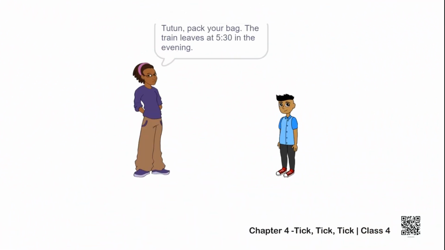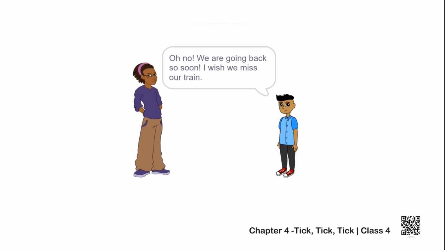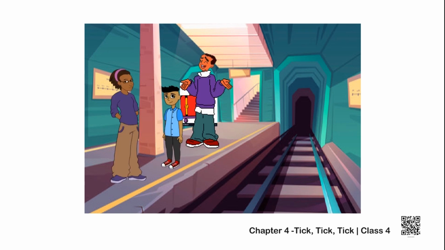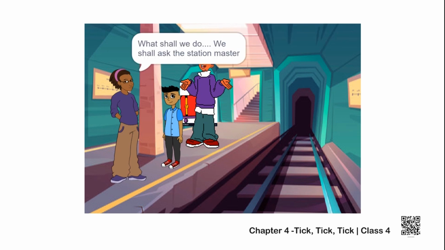Tuntun, pack your bag. The train leaves at 5:30 in the evening. Oh no, we're going back so soon. I wish we miss our train. Tuntun and his parents reached the station at 5:15. Oh no! We missed our train! How did it happen? What shall we do?